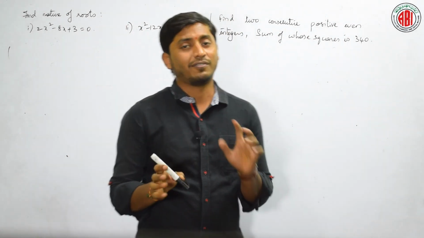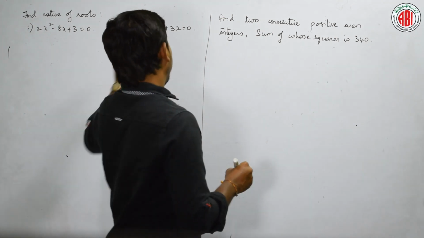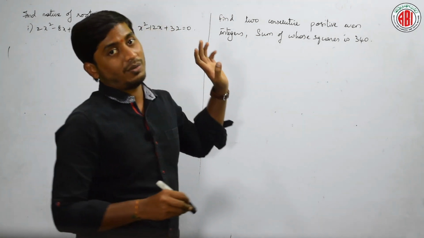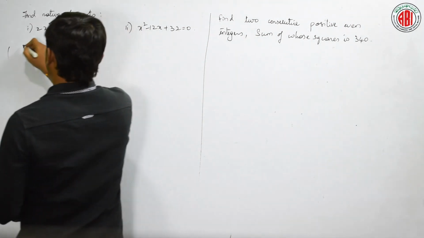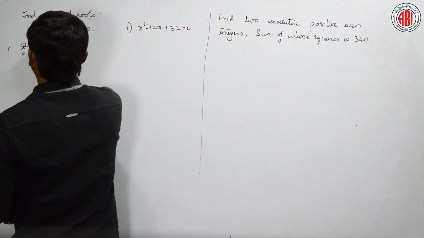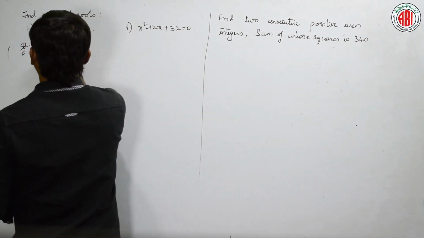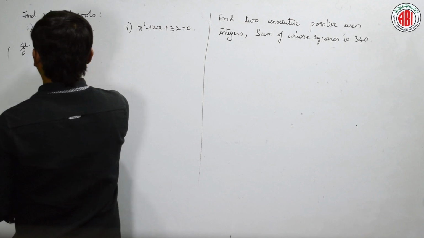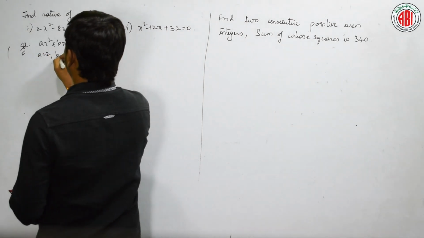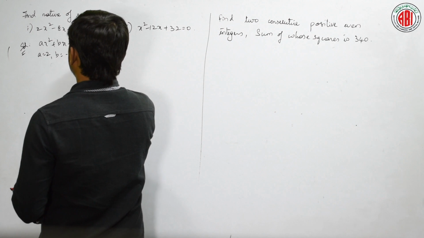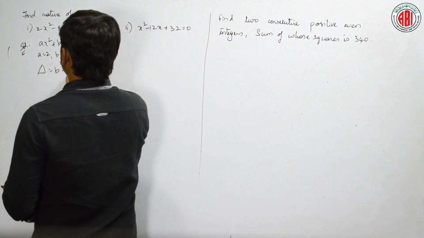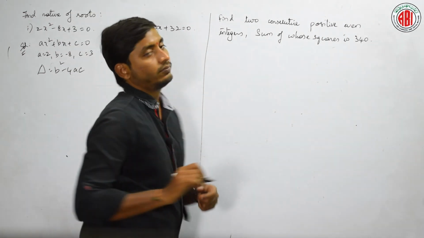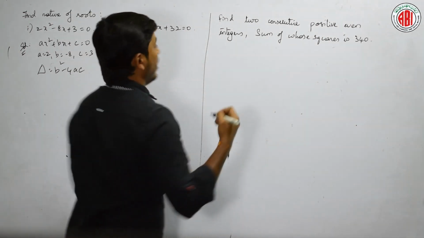That is it. Okay. First, in order to do that, we have to find the discriminant value for both the equations. Shall we? See here. First, we have to compare it with our standard equation ax square plus bx plus c equal to 0. What is a? 2. What is b? Minus 8. What is c? 3. What is the formula of delta? B square minus 4ac.